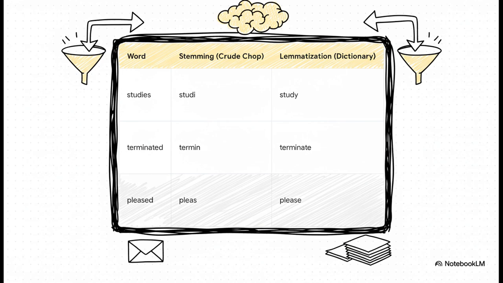Check out this table. Stemming is kind of the brute force approach. It just crudely chops off the end of a word. So studies becomes study. Pleased becomes please, which isn't really a word, but lemmatization is much smarter. It uses a dictionary to figure out the root form of the word, its lemma. So studies becomes the actual word study, and terminated becomes terminate. It's way more elegant and gives us a much cleaner result.